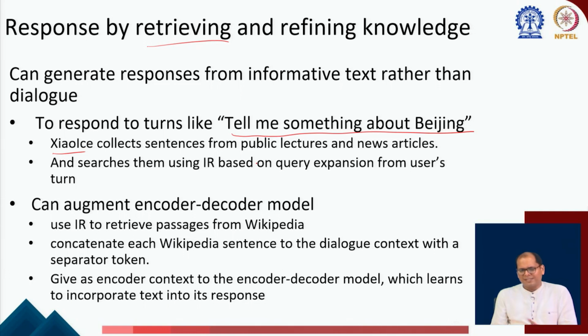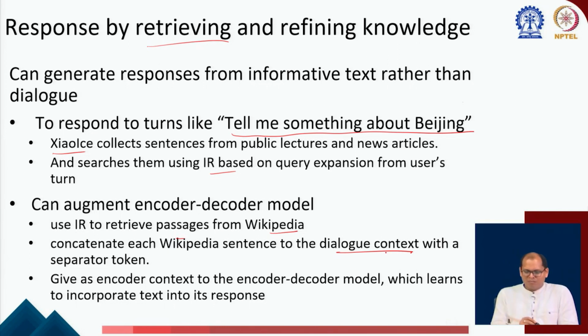It will collect some sentences from public lectures and news articles about the entities, and it also will search them based on some IR based methods, and it will use that information, right. So now what will happen? You will retrieve some passages from Wikipedia, and now whatever you are retrieving, you will concatenate them, right. Same idea of retrieval augmented generation. So you concatenate these to the dialog context with a separator token. So you have the dialog context plus some more relevant information that you have gotten by search.